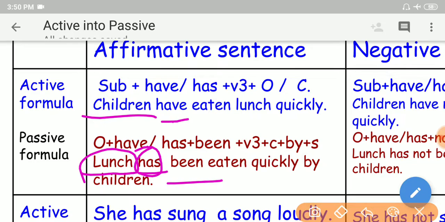Again, same. Been eaten. To be verb is needed. That's why one to be verb we used. Again, eaten written as it is, because also this is V3 form. Again, complement should be written as it is, quickly by children, my dear friends.